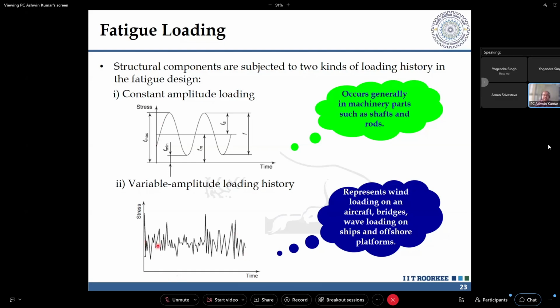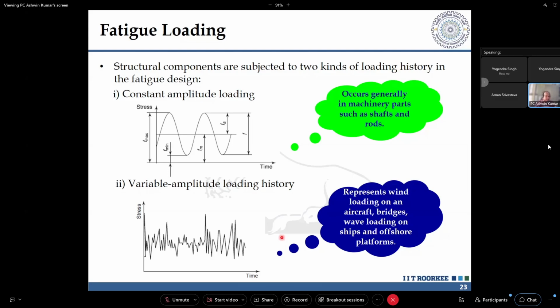And then in the case of bridges or earthquakes, we have a variable amplitude loading history. So keep in mind that under fatigue, yes, the classification is there, but even in terms of the loading occurring in a fatigue situation, there are two classifications: one is constant amplitude loading, and one is variable amplitude loading.